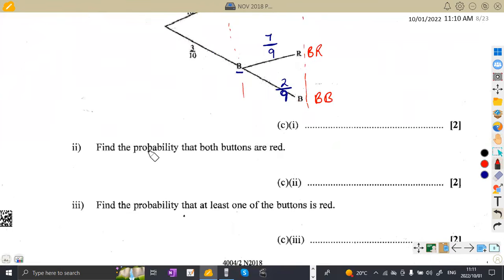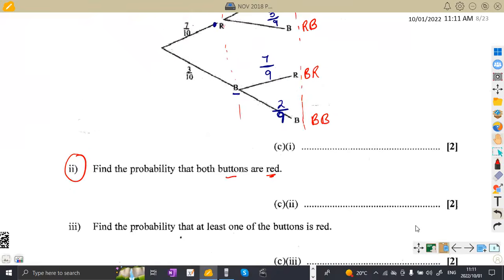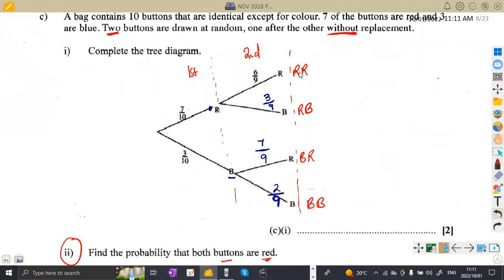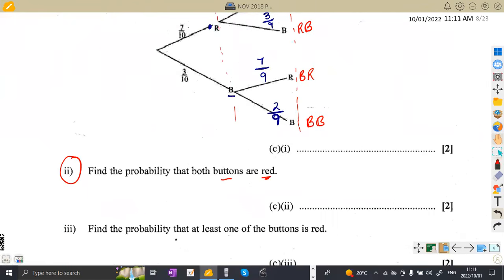Item 2: find the probability now that both buttons are red. So I talk about a condition. We've got 2 red here, both, which means this one R. So this is the probability of red, red. Both are red. So what is the first red?